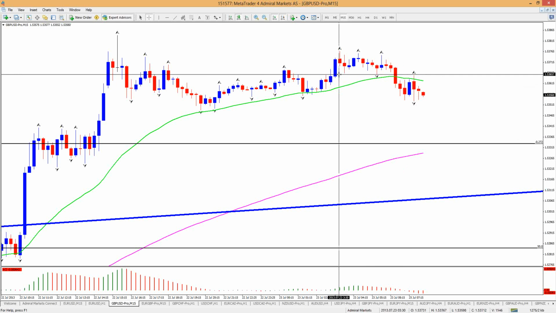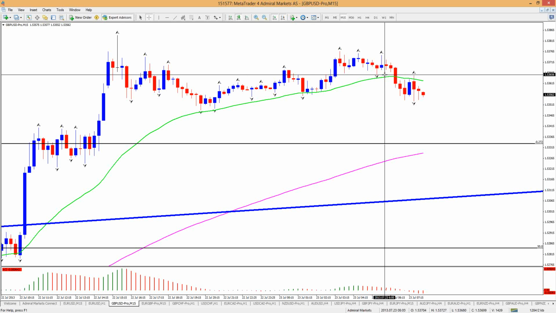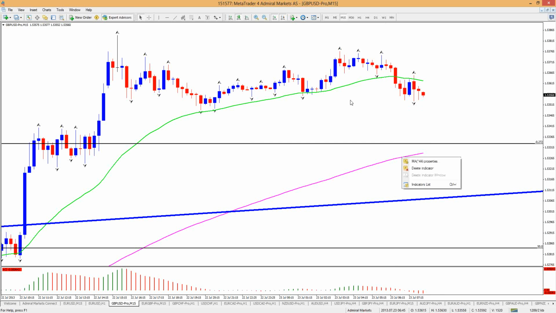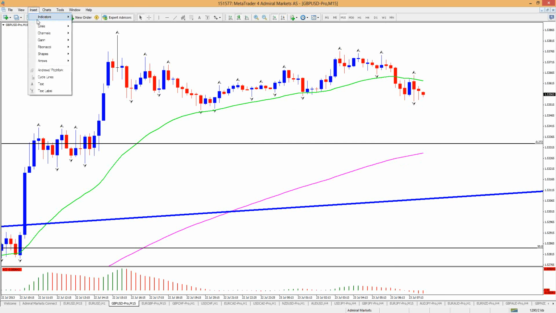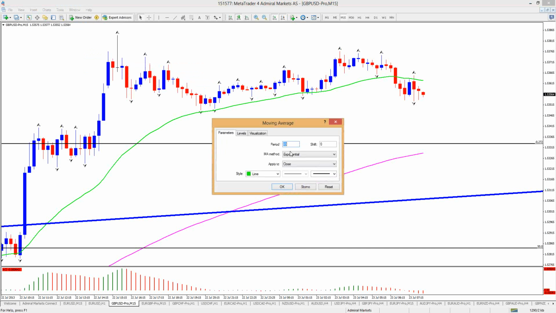So let's see. The zone of the London Open is between 4 and 6 GMT, as you probably know. And we're looking for a break of that zone after London Open, but only a break in the same direction as the 89 EMA. Let me quickly add the 89 EMA to our chart.